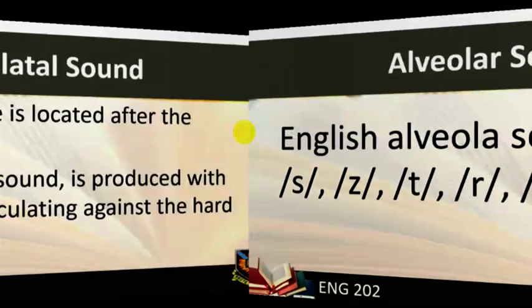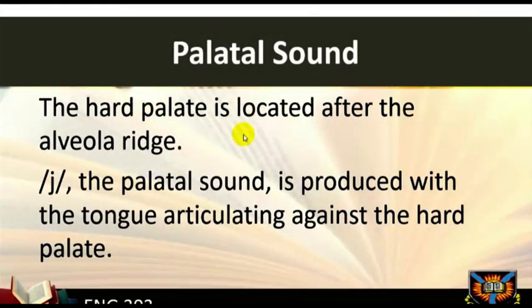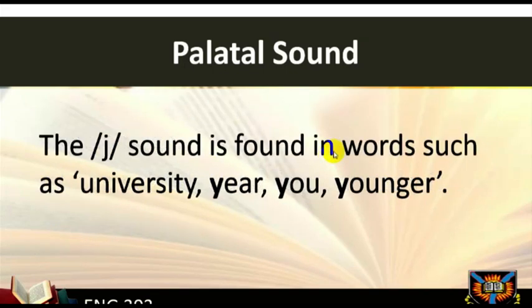Palatal sound. The hard palate is located after the alveolar ridge. The palatal sound J is produced with the tongue articulating against the hard palate. The J sound is found in words such as university, year, you, younger.